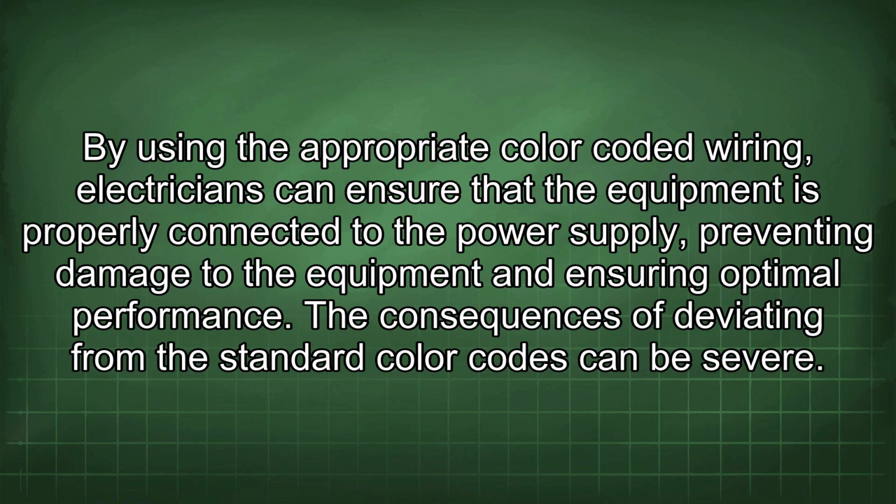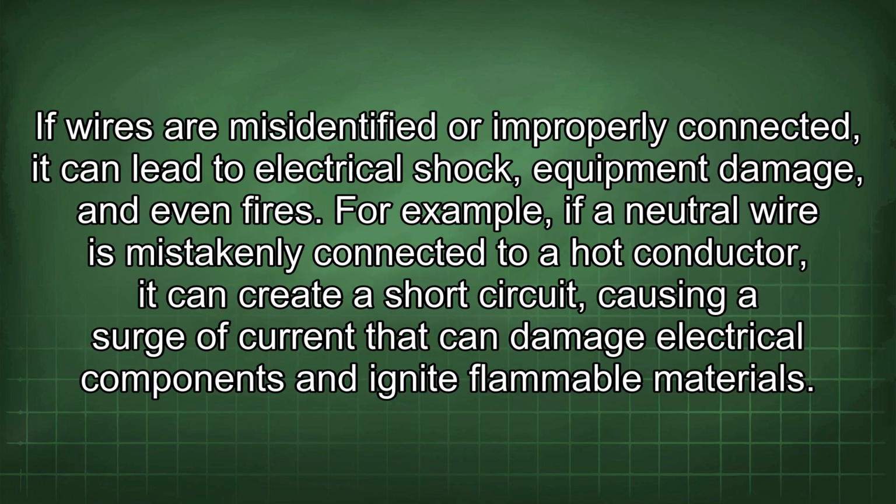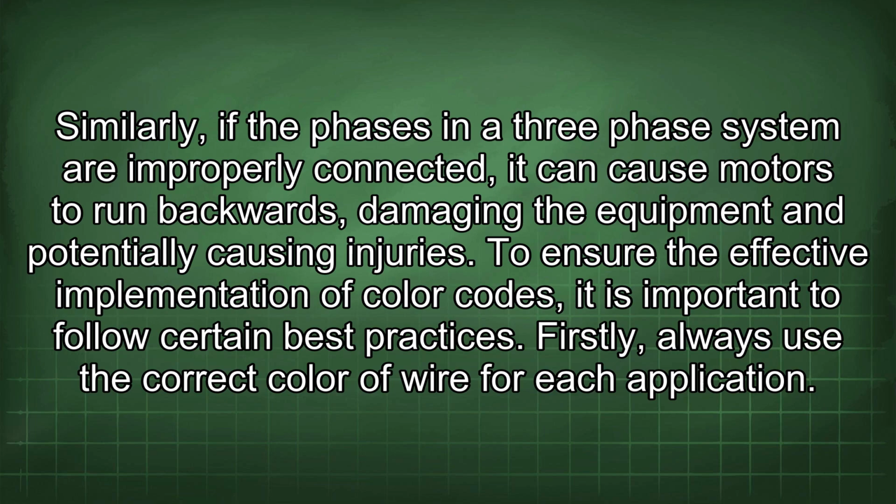The consequences of deviating from the standard color codes can be severe. If wires are misidentified or improperly connected, it can lead to electrical shock, equipment damage, and even fires. For example, if a neutral wire is mistakenly connected to a hot conductor, it can create a short circuit, causing a surge of current that can damage electrical components and ignite flammable materials. Similarly, if the phases in a three-phase system are improperly connected, it can cause motors to run backwards, damaging the equipment and potentially causing injuries.